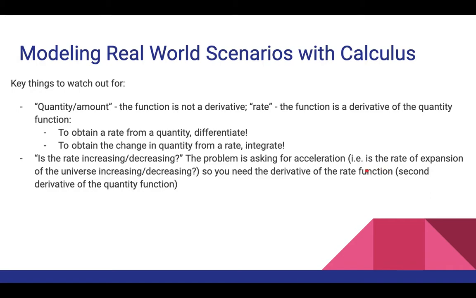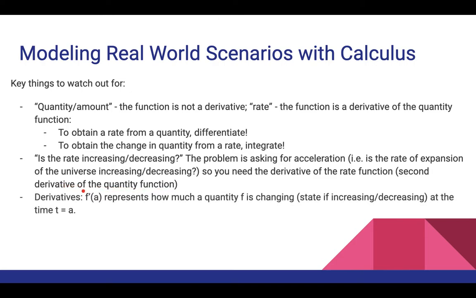If you're given the rate function to start with, you take the derivative of it to get your second derivative. Let me back up here. If it gives you a rate function and it asks you increasing or decreasing, you take the derivative of the rate function. If it gives you a quantity function and it asks you is the rate of the quantity increasing or decreasing, then you take the second derivative of the quantity function.